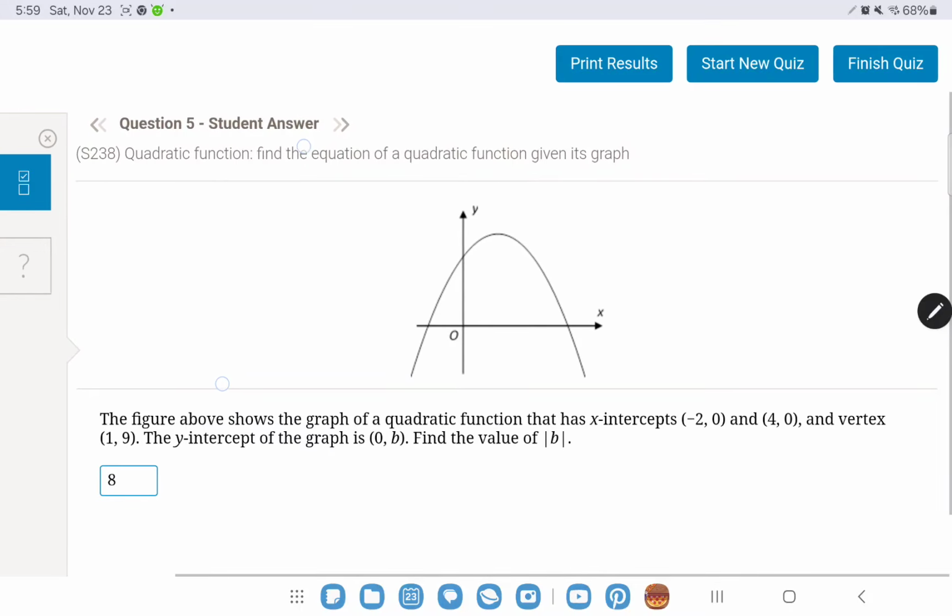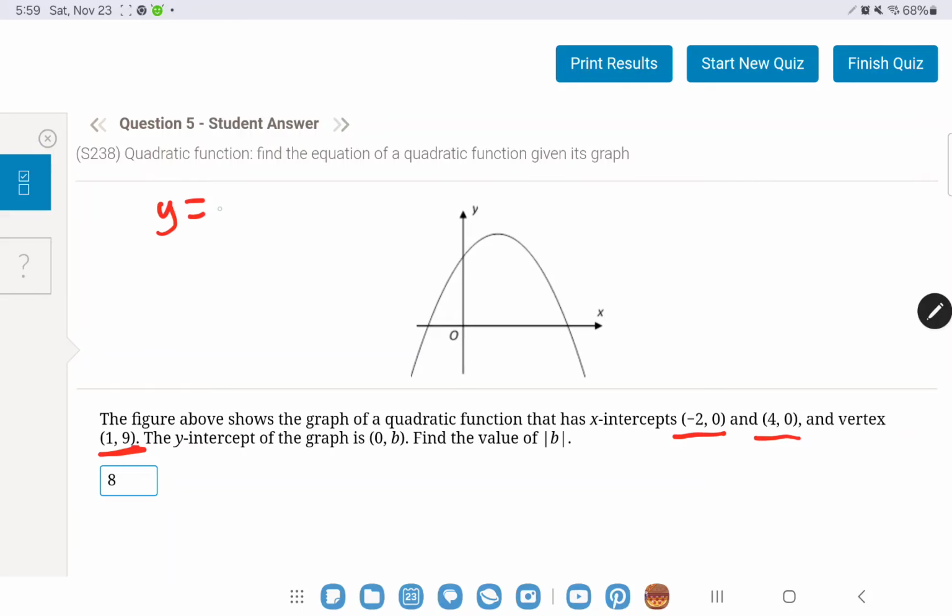Okay, for this question, we have to solve a bit and understand the question. The figure above shows the graph of a quadratic function whose x-intercept is this, and the vertex is this. So we know that y equals a, we don't know it yet, (x minus 1) squared plus 9, which are the points they gave us. Now we need to find a. To find a, we need to substitute with any one of these. You could choose this one, you could choose this one. You're going to get the same answer. I'm going to choose this one.